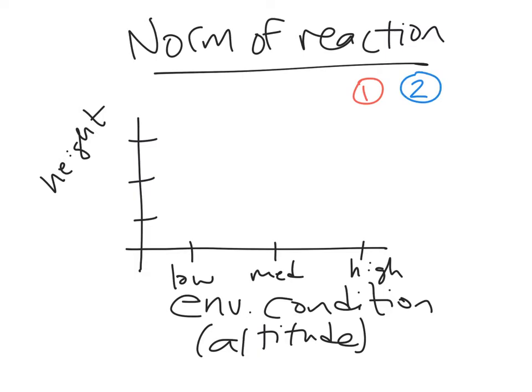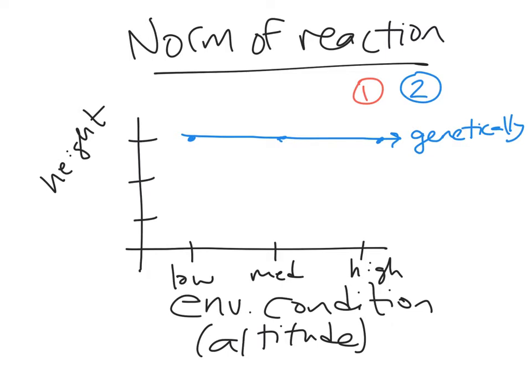So what will it look like if we have a trait, height, that's totally genetically controlled? Altitude has no effect on how tall you are. If it's tall at low elevation, then it would also be the same phenotype at every elevation, regardless of where you put the trait, the plant, or animal, or whatever it happens to be. I'm thinking plant for some reason. This particular environmental condition has no effect on that trait. So that suggests that this is a genetically controlled trait.